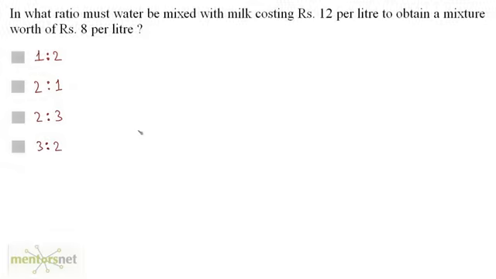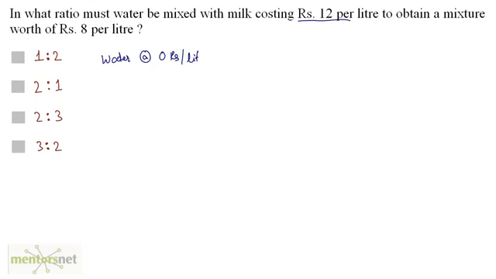In what ratio must water be mixed with milk costing rupees 12 per liter to obtain a mixture worth rupees 8 per liter? Now we have been given the cost of milk, and that's 12 rupees per liter. And we are mixing water with milk. Now we need the cost of water. What is the cost of water? Well, you get all water for free. So water's cost is 0 rupees per liter.